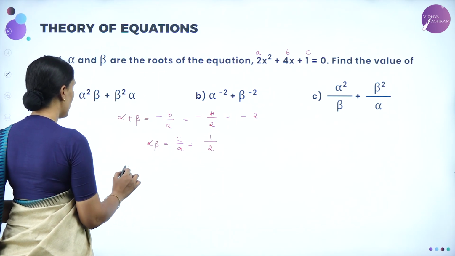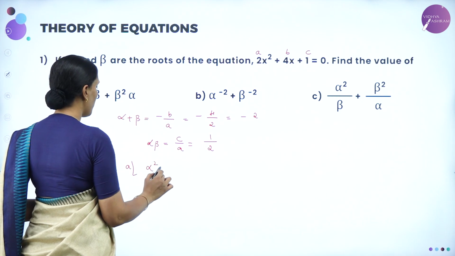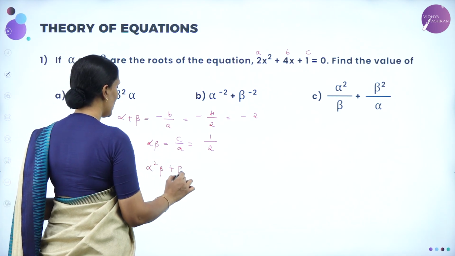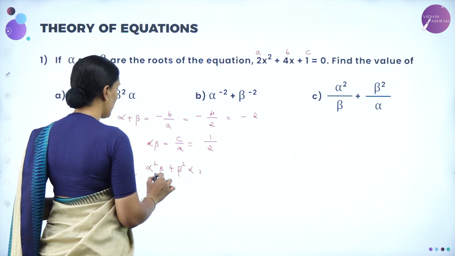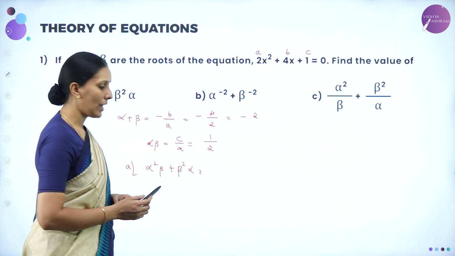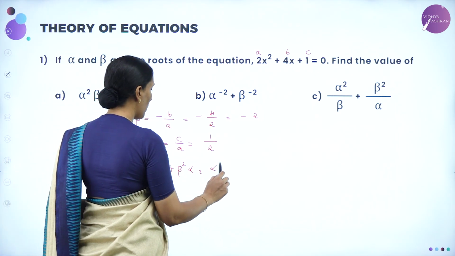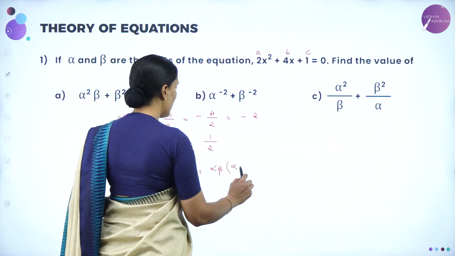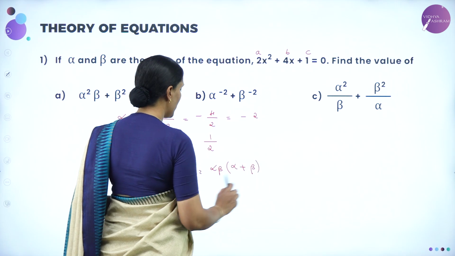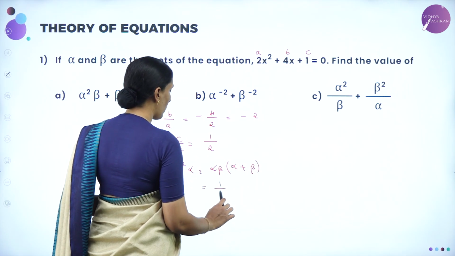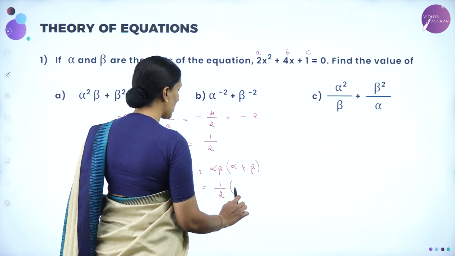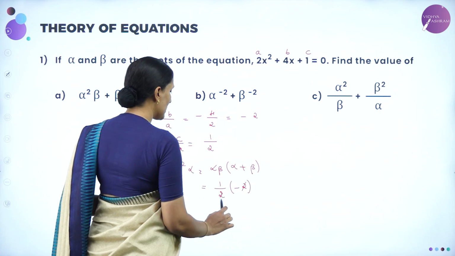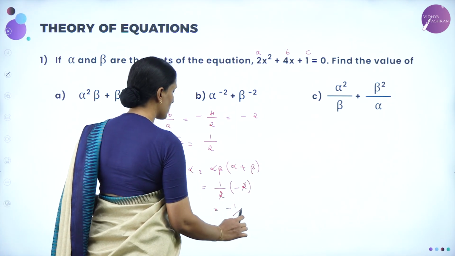Now let me take the first question. Alpha square beta plus beta square alpha. So in both the terms we have alpha and beta as a common factor. So I'll remove alpha and beta. Then I'm left with alpha and here in the second term beta. So alpha beta is 1 by 2. Alpha plus beta is minus 2. So when we cancel, we'll get the value as minus 1.